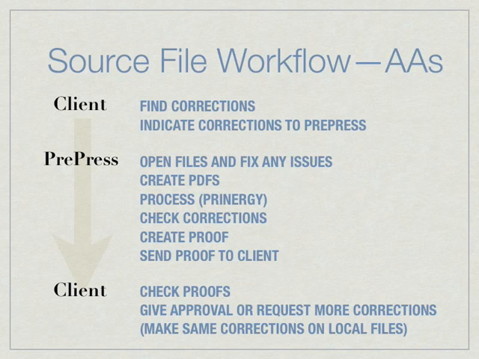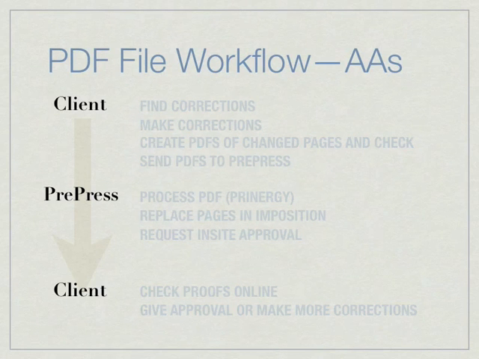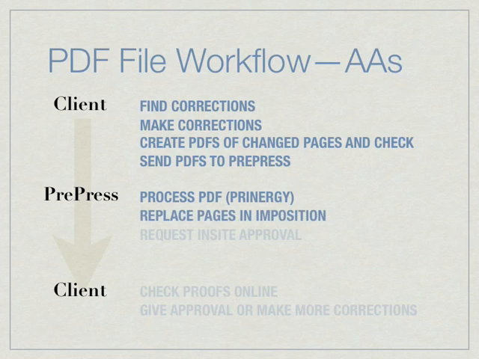Let's take a look at how a PDF file workflow would work with AAs. So with a PDF workflow, there are a few less steps involved when it comes to making AAs. From the customer standpoint, you're going to go in and find the corrections and make the corrections yourself on your own source files, and then create a new PDF of all of the changed pages, and you're going to check those out to make sure they're okay, and then send them off to prepress. We're going to receive those files in prepress, and we're going to process that PDF through our printing workflow, and we're going to replace that page in our imposition.